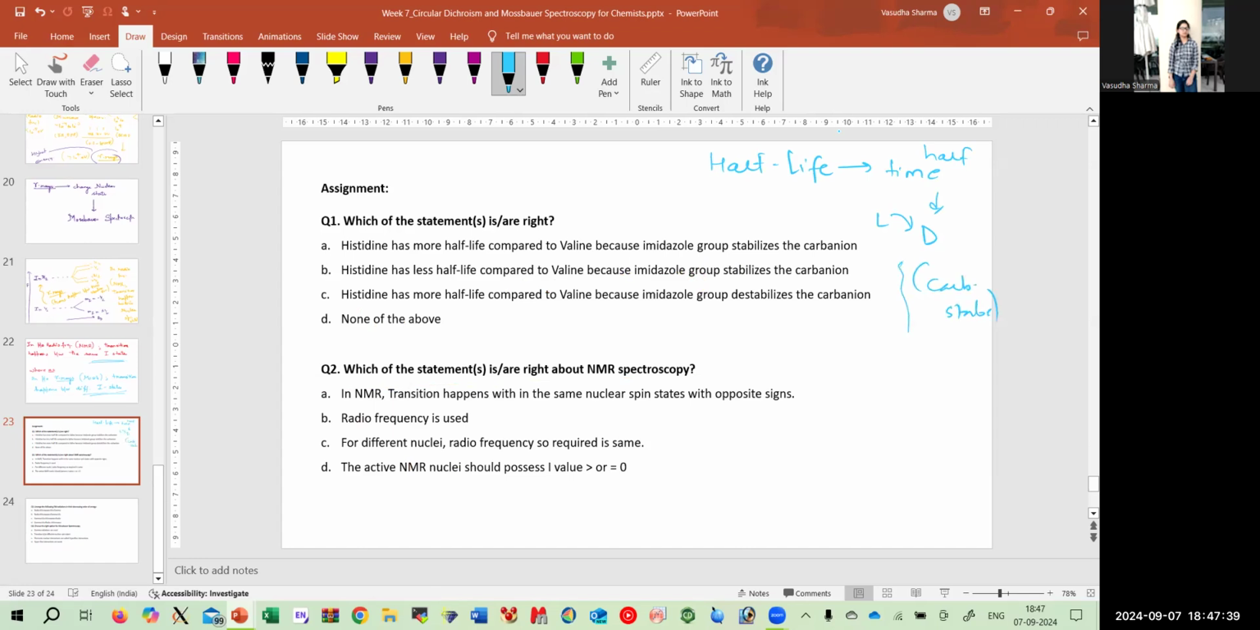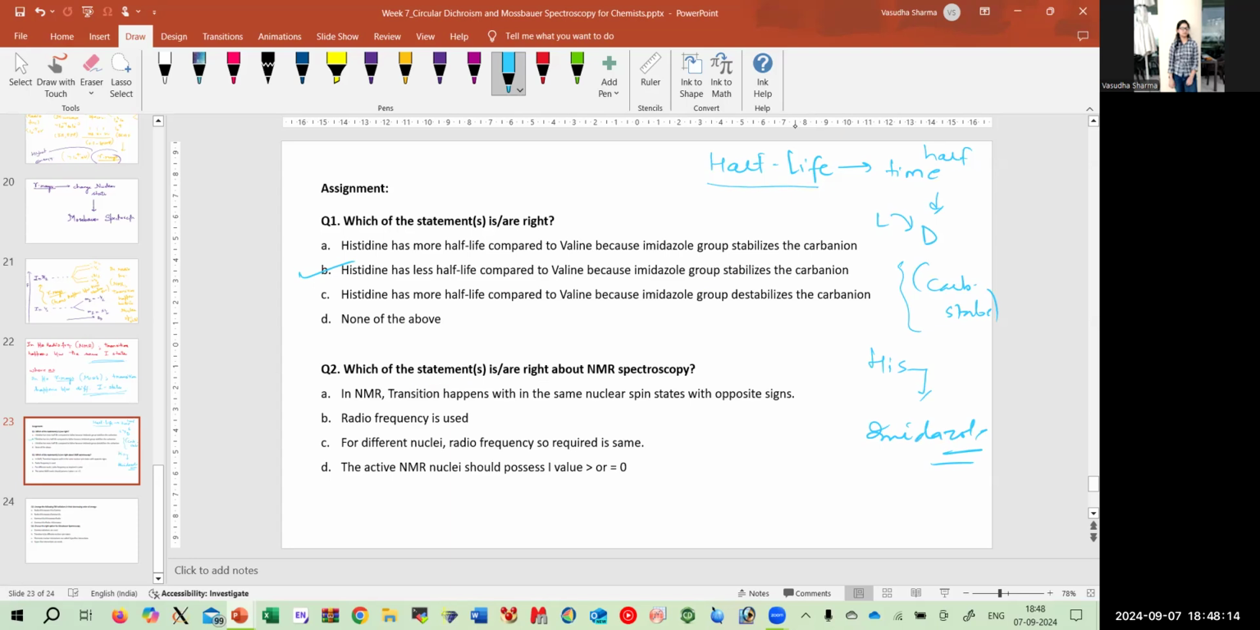So the more stable your carbanion, the lesser will be the half-life. In case of histidine, we have that imidazole group, which makes sure the carbanion is stable for a very long time, and therefore its half-life is very, very less. So the second option is right, where the half-life is less compared to valine, because valine does not have any imidazole-containing aromatic group. It's a simple aliphatic chain, so it can't stabilize the carbanion for more time, and it stays in L amino acid form compared to the D amino acid.